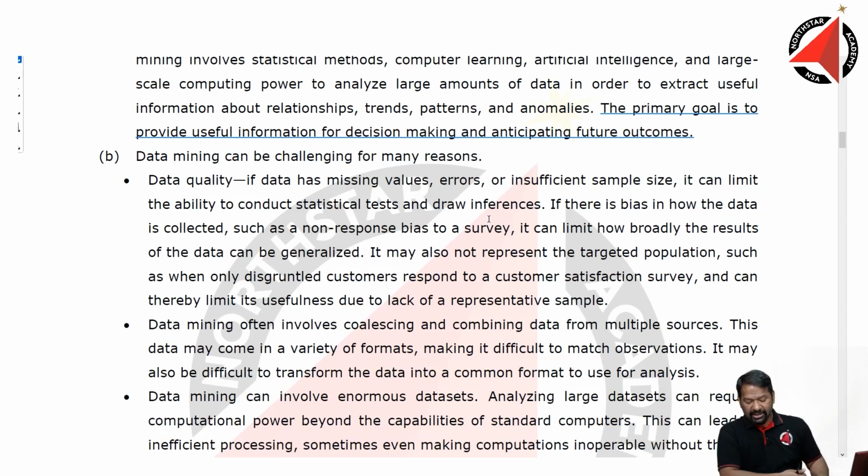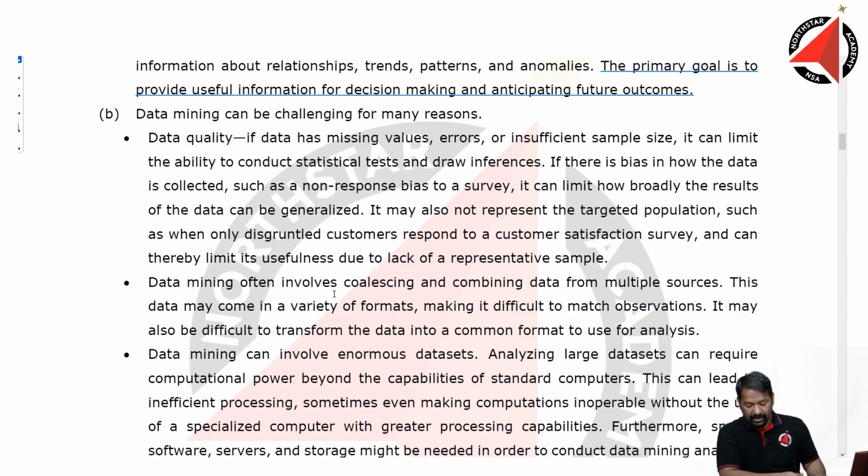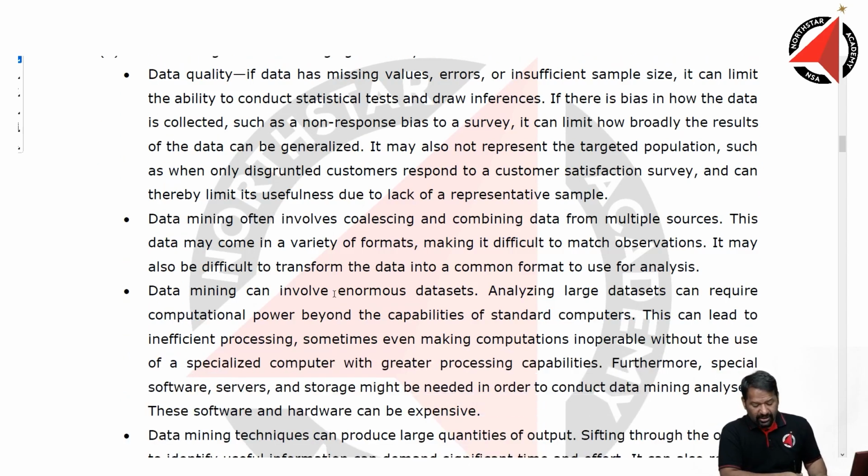And data mining can be challenging for many reasons. The first most important reason is the quality of data. Is the quality good? Is the data reliable? If the data quality is good and data is reliable, then whatever decision you take will be good. If the data itself is not reliable, then decisions can be faulty. And similarly, data mining involves enormous data sets. This is just for your reading, nothing from an exam point of view, just for your information to understand in a complete sense what we mean by data mining and how it can be challenging.